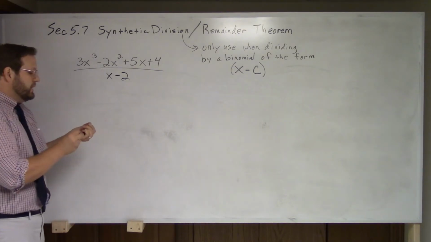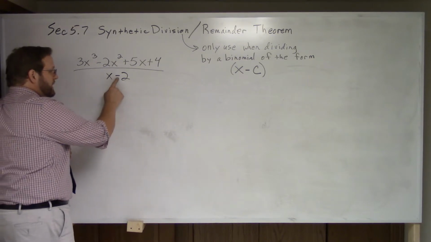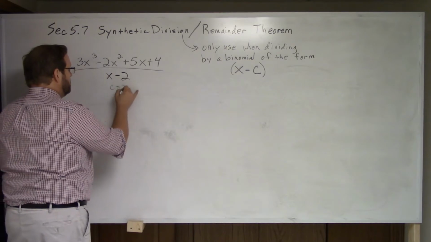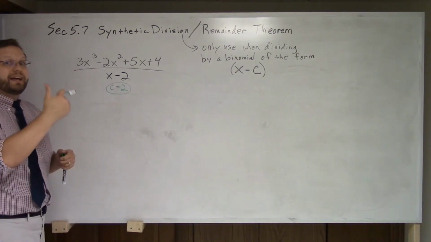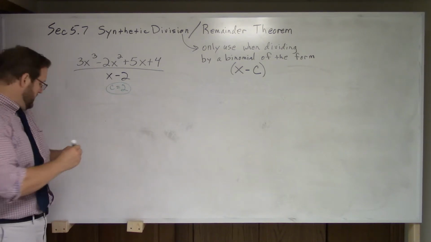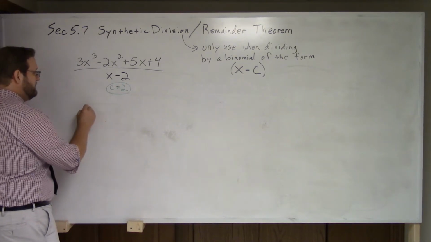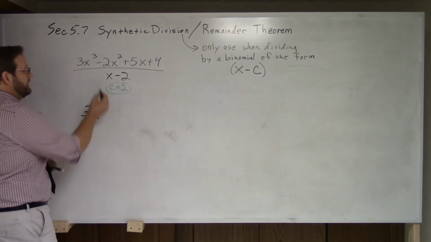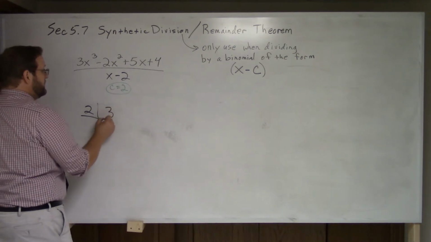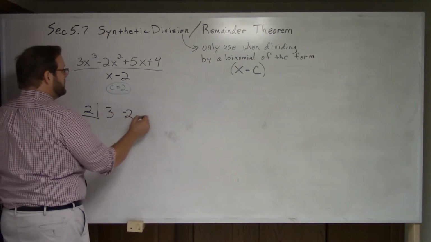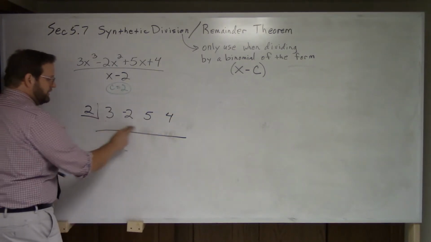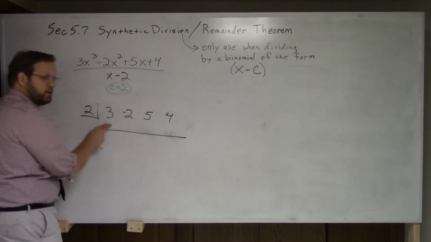So first thing, again, I see x minus a c value. So my c value equals 2. It was x minus 2, so a negative 2. I take the opposite to a positive 2. Then I box that c value in, and then I write out the coefficients of the dividend. So that's a 3x cubed, negative 2x squared, 5x, and a 4 constant. Remember, leave a space here because you're going to be working in this area.